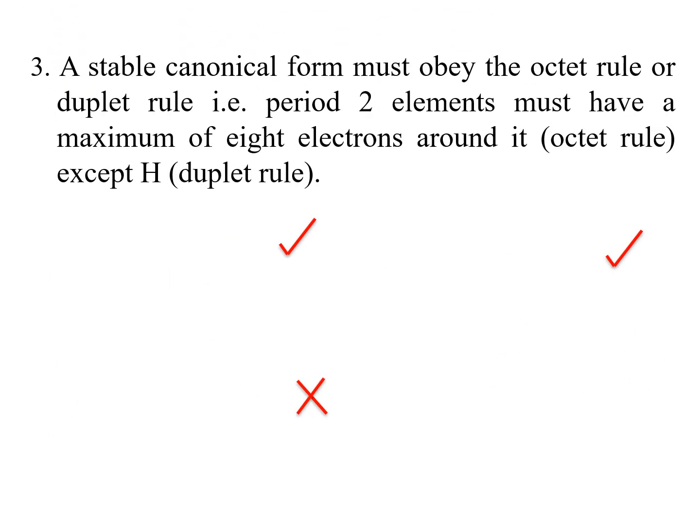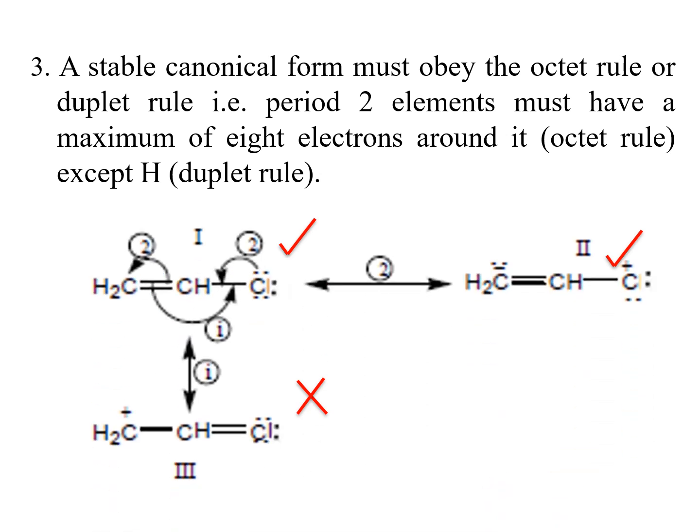Canonical forms must obey the octet rule or duplet rule. That is, period 2 elements must have a maximum of 8 electrons, obeying the octet rule. Hydrogen must obey the duplet rule. Looking at the structures, you realize that the third structure has 10 electrons for chlorine, making it not obey the octet rule. That is why it is not a stable canonical form.